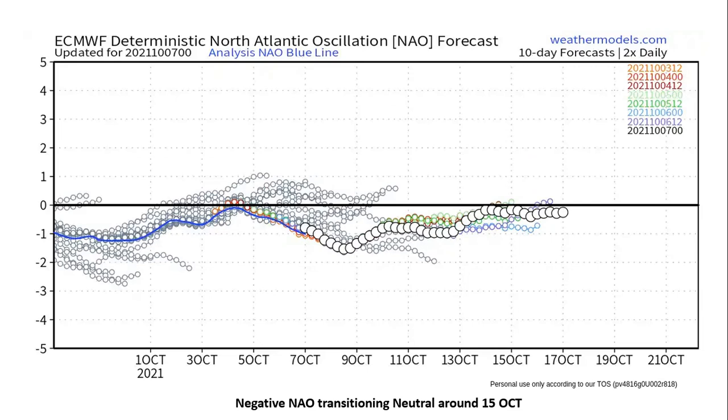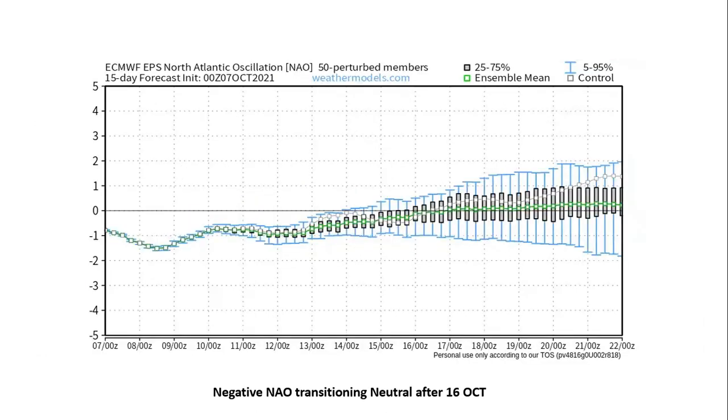Here's the forecast for the North Atlantic Oscillation, the European deterministic, showing a negative NAO, initially transitioning to neutral phase around mid-October. The European EPS, North Atlantic Oscillation, 50 perturbed members, showing negative phase right on through about mid-October, maybe slightly to the right of that, transitioning to neutral after the 16th of October.